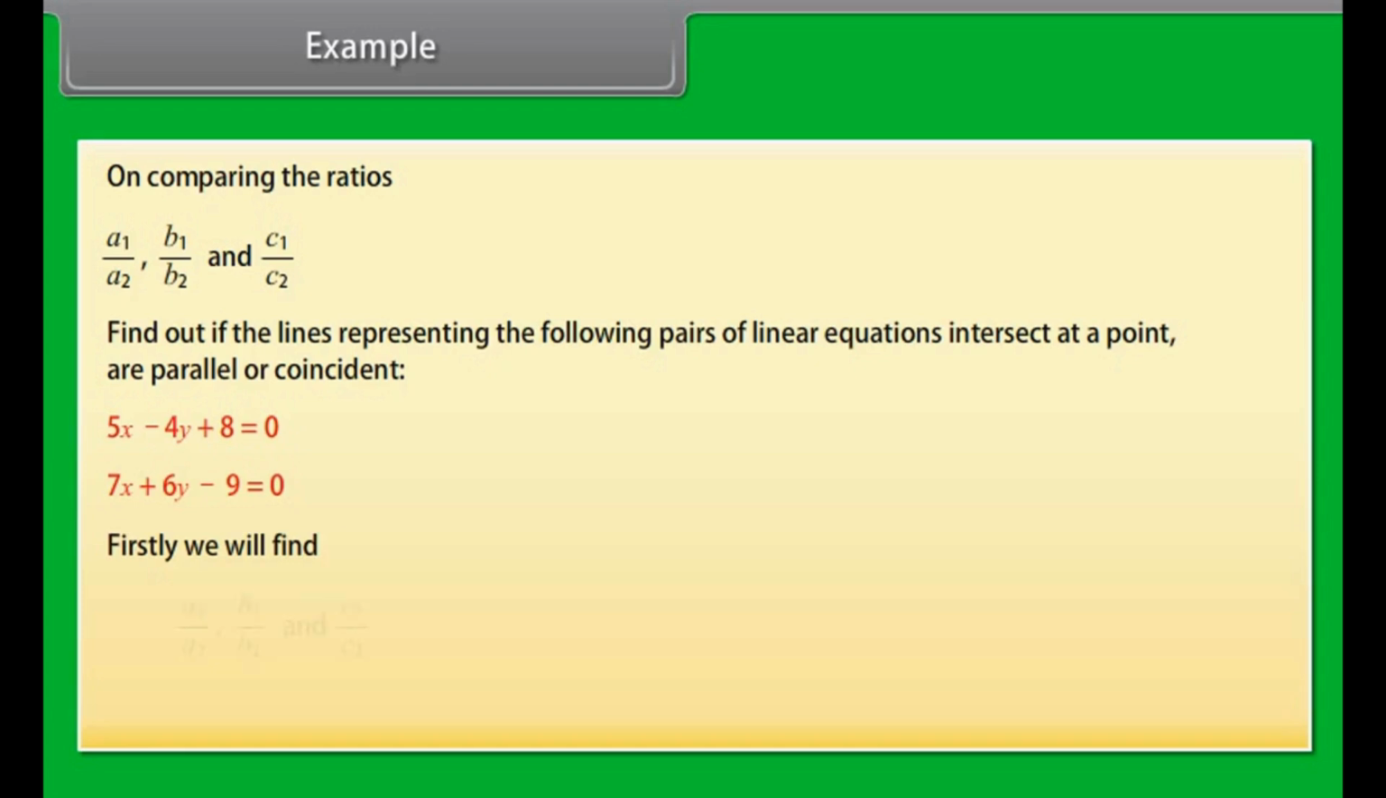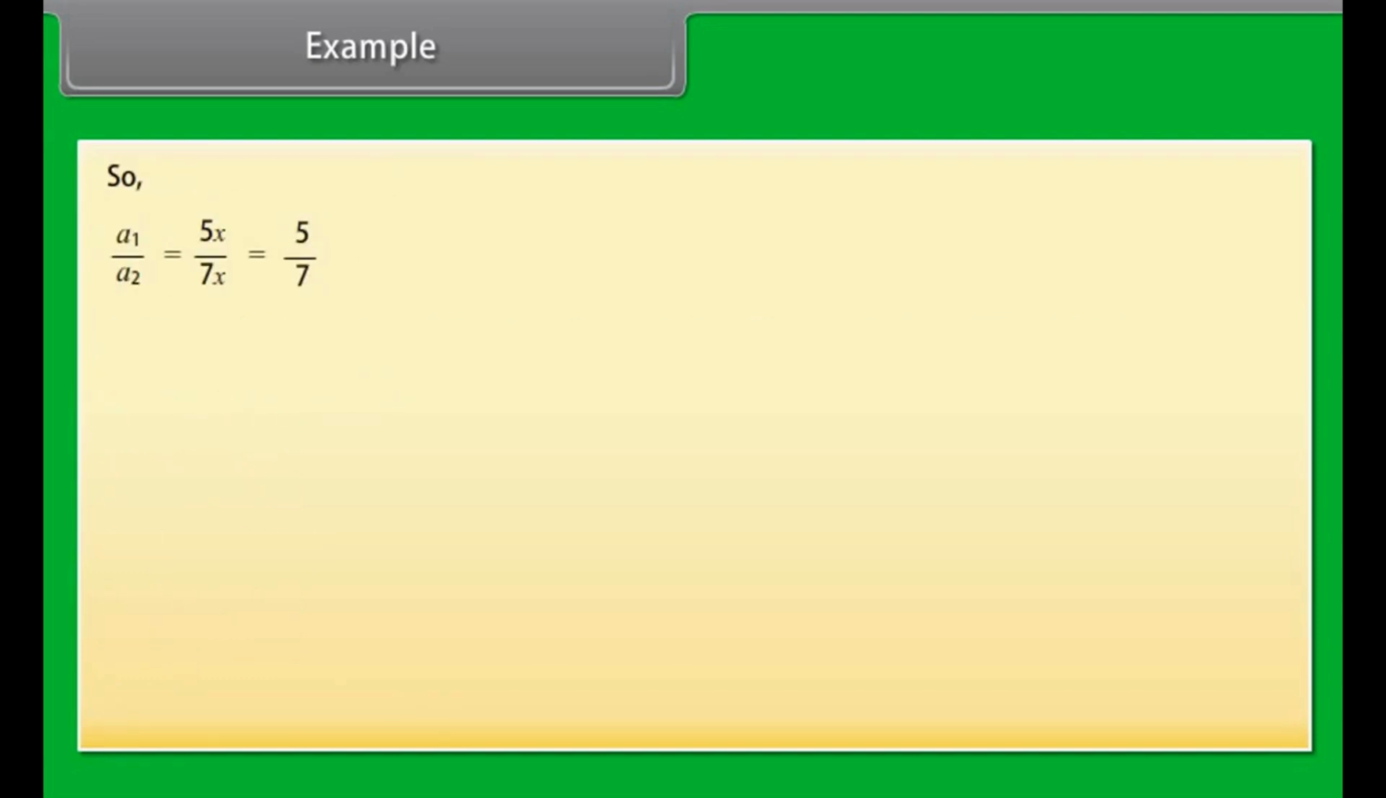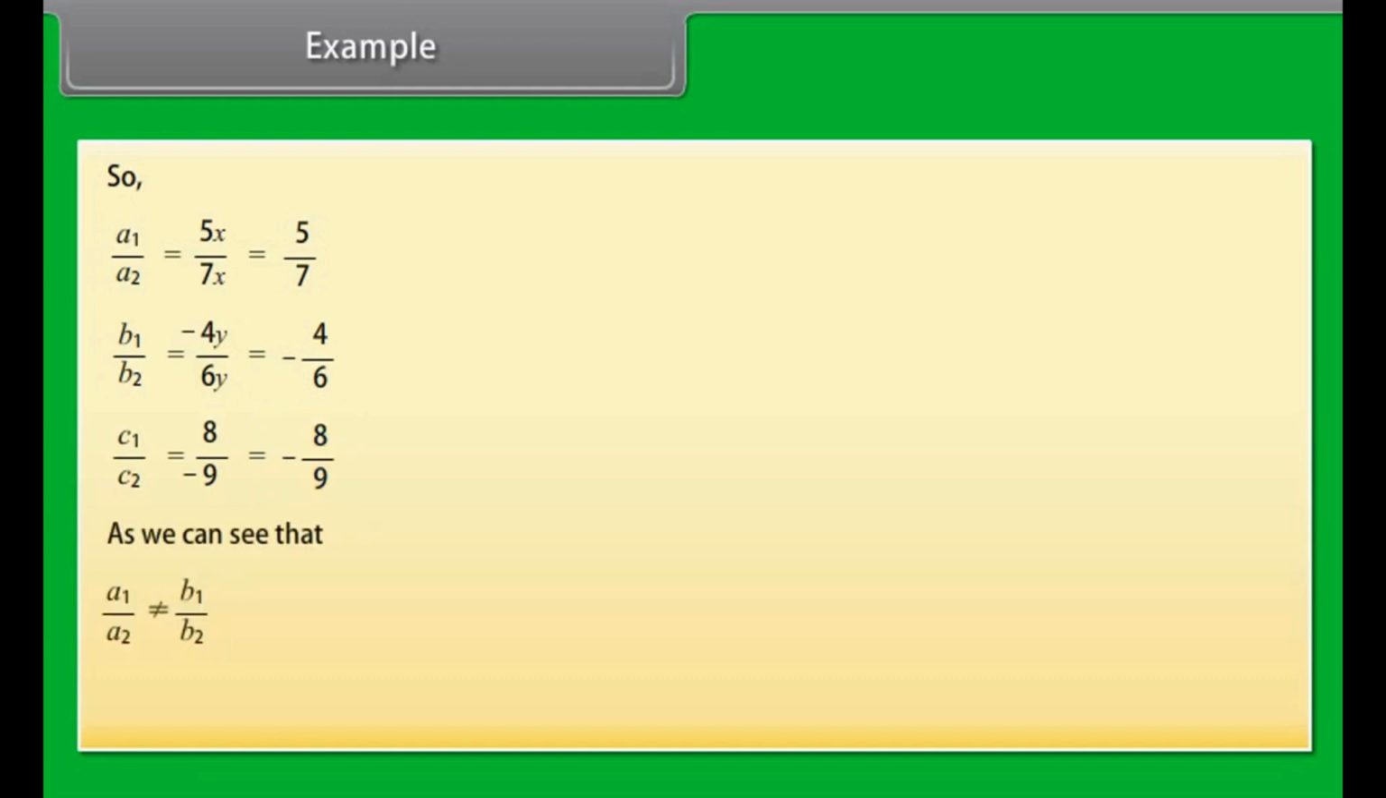Firstly, we will find a1/a2, b1/b2 and c1/c2 and then compare them. So, a1/a2 = 5x/7x, which equals 5/7. b1/b2 = -4y/6y, which equals -4/6. c1/c2 = 8/-9, which equals -8/9. As we can see that a1/a2 is not equal to b1/b2, so the lines will be intersecting.